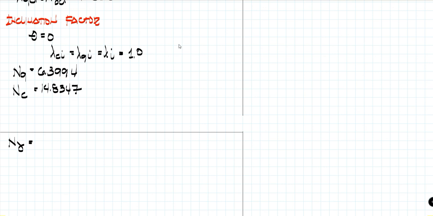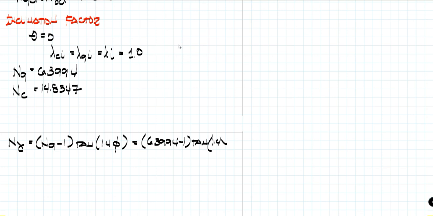Ngayon, ang isosolve na lang natin will be N gamma, which has an equation NQ minus 1 times tangent of 1.4 phi. So, substitute natin: 6.3994 minus 1 times tangent of 1.4 times 20. So, our N gamma for the Meyerhof's equation will be 2.8709, which is unitless pa rin.